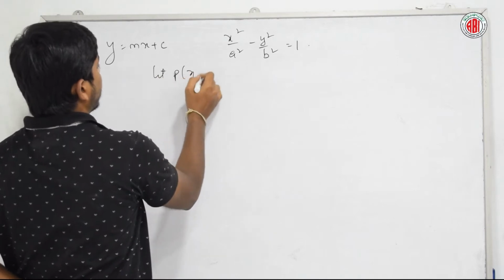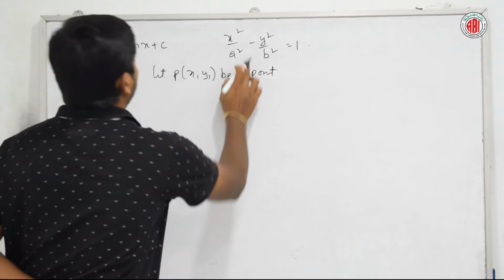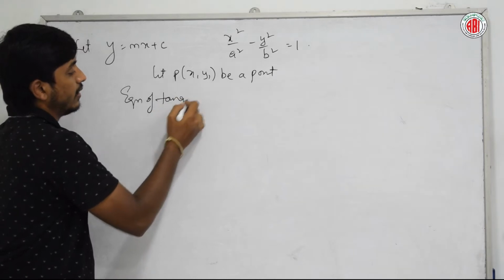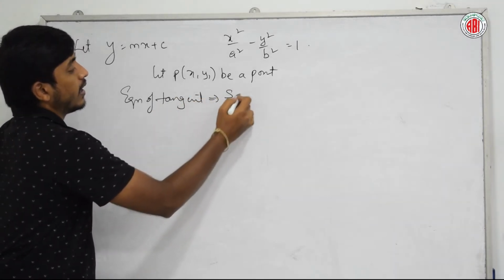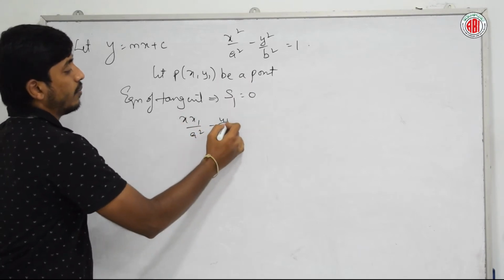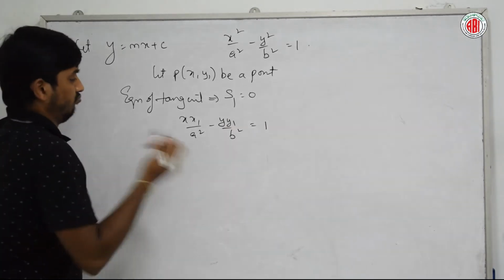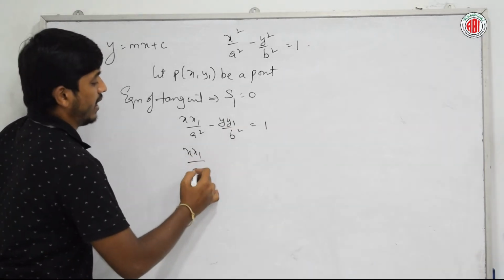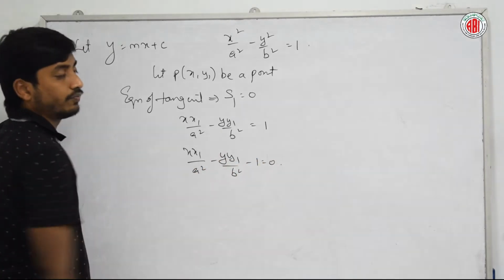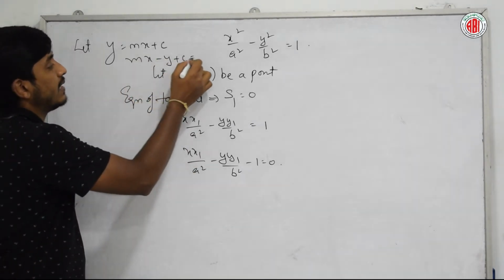Let P of x1 comma y1 be a point. So what is the equation of tangent? Equation of tangent is S1 equal to 0. How do we write? x x1 by a square minus y y1 by b square is equal to 1. Let me write it in the nice form: x x1 by a square minus y y1 by b square minus 1 is equal to 0. Here also we'll write it in the form of mx minus y plus c is equal to 0.